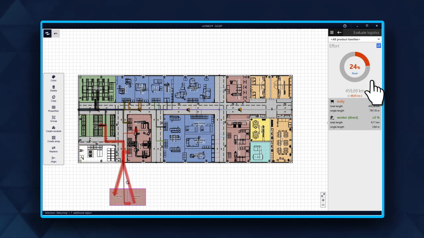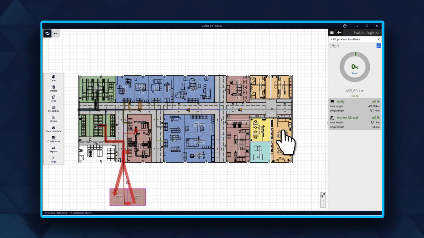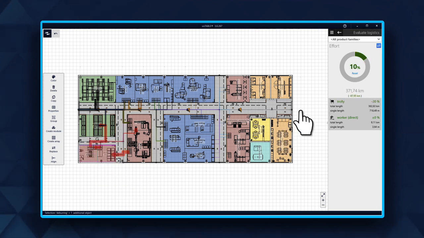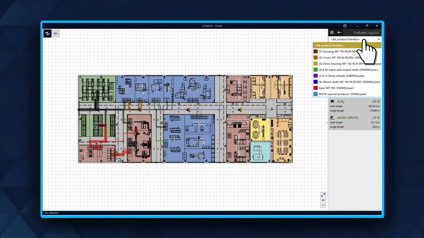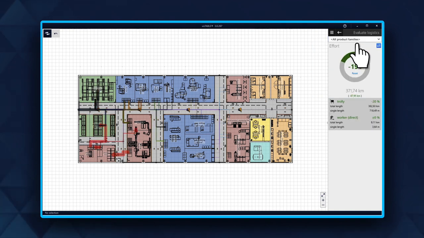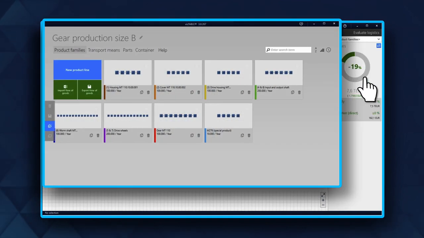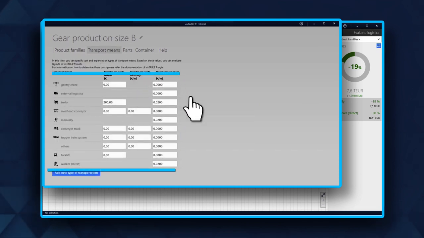After you establish a planning solution, you can reset the Evaluate Logistics function to measure the changes from this starting position. You can also use this function solely for certain product families. Additionally, you can analyze the associated cost with the logistics by pressing the two arrows in the top right corner. This is necessary for the comparison of different means of transport. However, the cost evaluation only works if you have entered corresponding cost rates for your different transport means categories in Logistikbewertung.